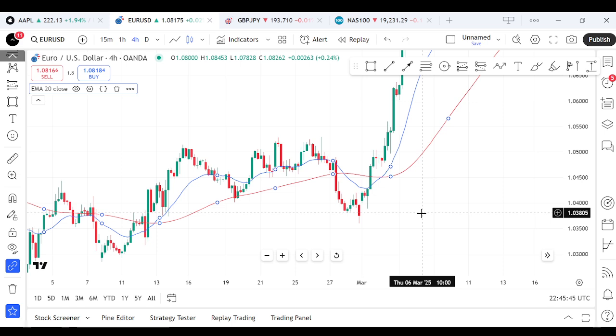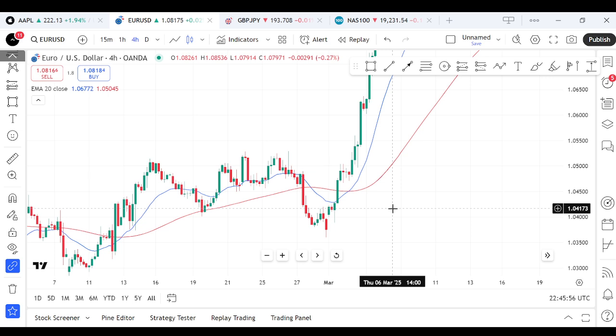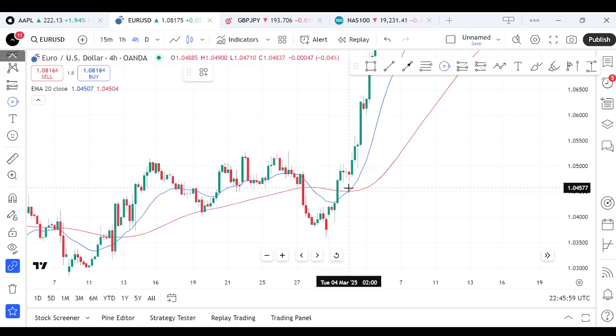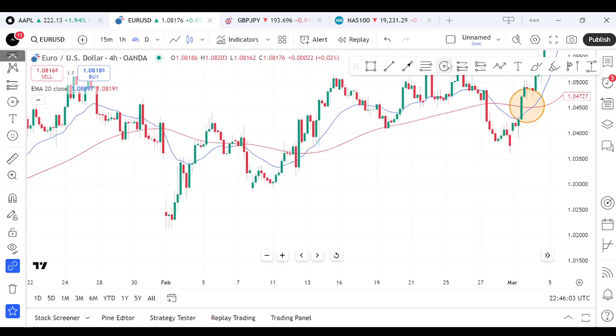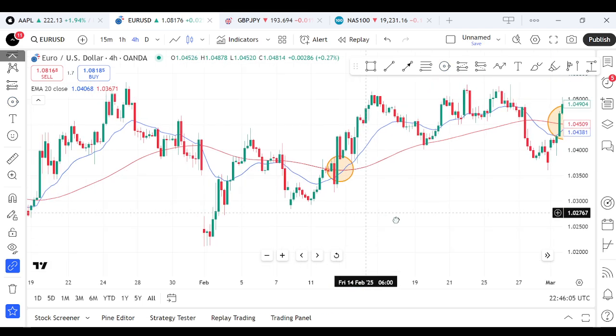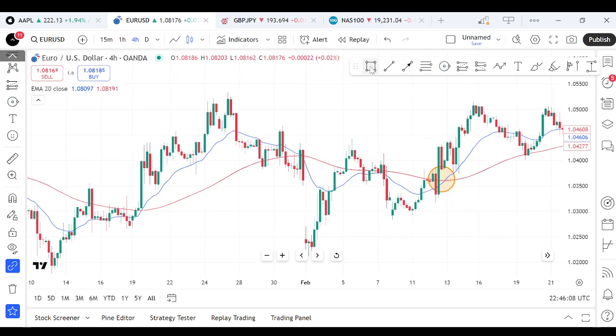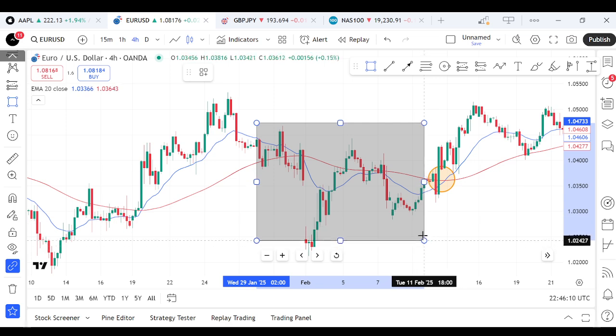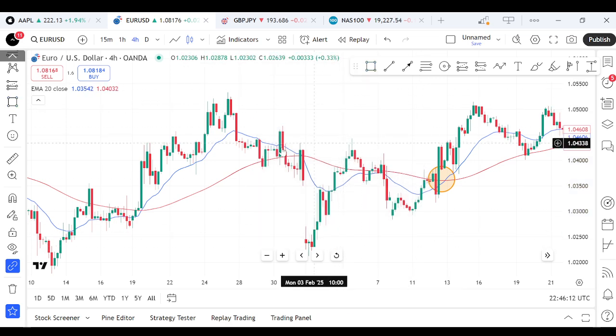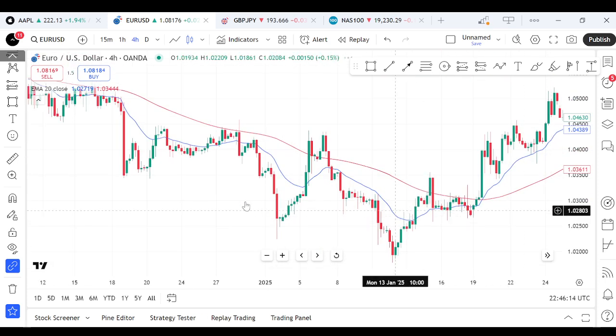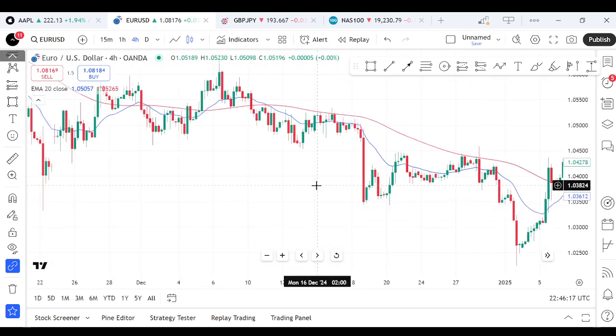Now, combining multiple EMAs on your chart can give you a clearer picture of market direction. For instance, if a shorter EMA crosses above a longer one, it's often seen as a confirmation of an uptrend, and vice versa. If it crosses below, it's a downtrend. We have the crossing happening here for a bullish trend, and there is a bit of range. This is a ranging market, so it's advisable not to trade during these ranging markets, but wait for when the market is giving clear signals.